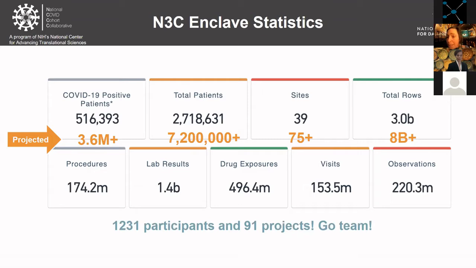We hope that more sites will sign and the number will be even larger, but we've really benefited from the partnerships across the clinical research communities in order to make this possible. And we have over 1,200 participants and 91 project teams working on these data already. I think those numbers are already out of date. So again, it takes a village, and we're really grateful for everyone's participation. Next slide.